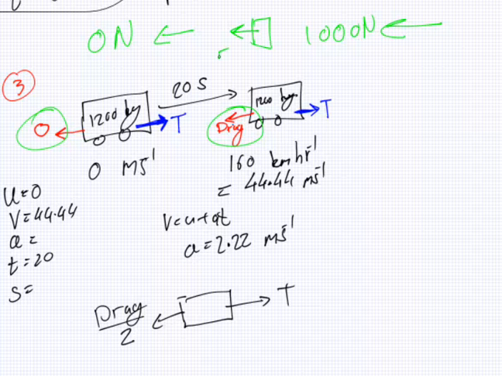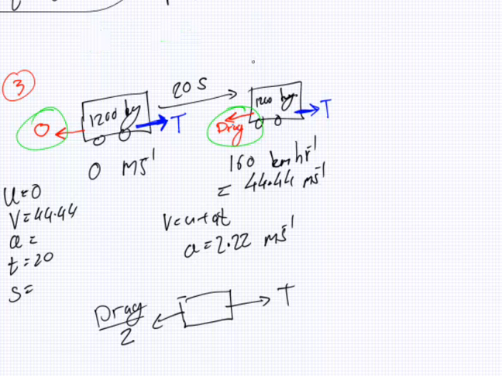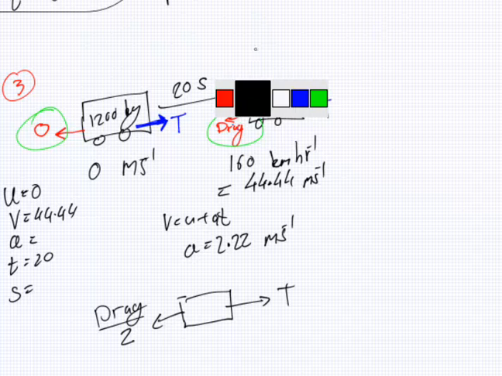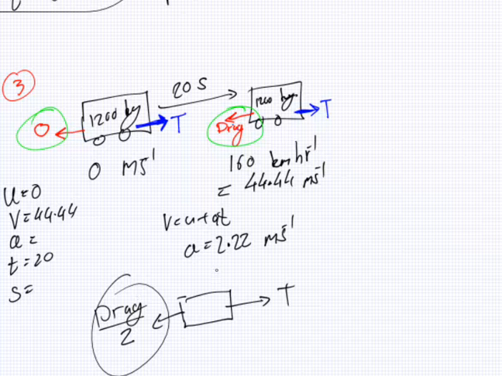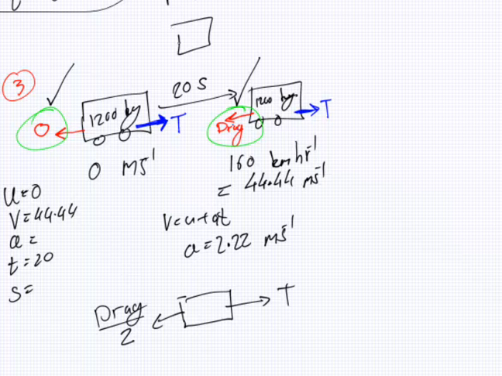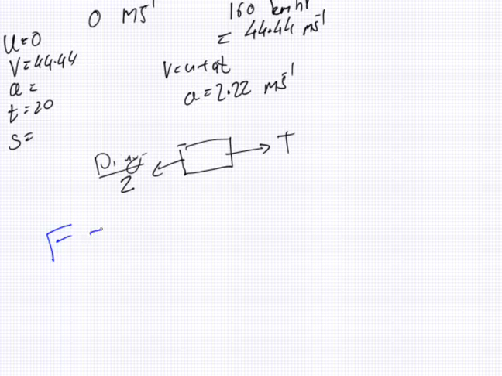A 1200 kilogram car will accelerate to its top speed of 160 over 20 seconds. What is the drag force? Okay, 1200, 160, 20. There's my car, and it'll go from 0 meters per second to 160 kilometers per hour. Its mass is 1200 and 20 seconds. I should change this into meters per second.